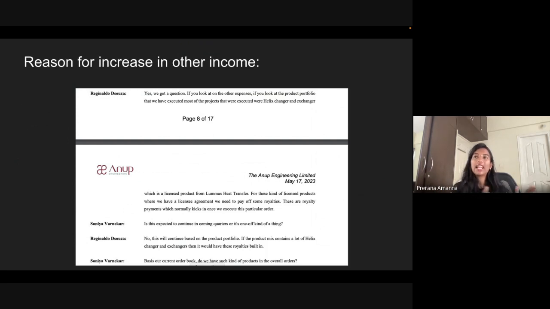Now what happened, in the last year's order book, from March 2022 to March 2023, the portion of this licensed technology, the number of heat exchangers that they sold borrowing this Lumos Heat Transfer license, was higher. As a result, the other income and the other expenses also have increased slightly.